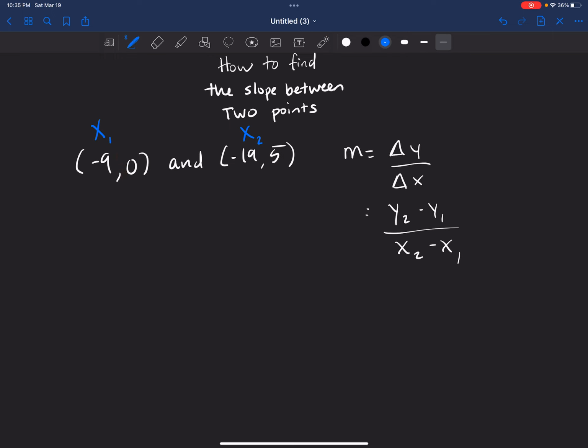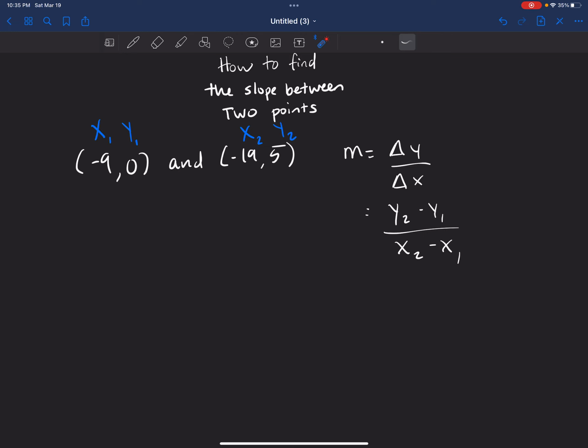I'm going to put a y and a y over here, and since this is point 1 with x1, I'm going to label this y1, and since this is point 2 with x2, I've got to make sure that I put a 2 for that particular y value. So you can see what I'm doing right here. My slope formula, y2 minus y1 over x2 minus x1, here are the values. All I have to do is plug and chug, they say.